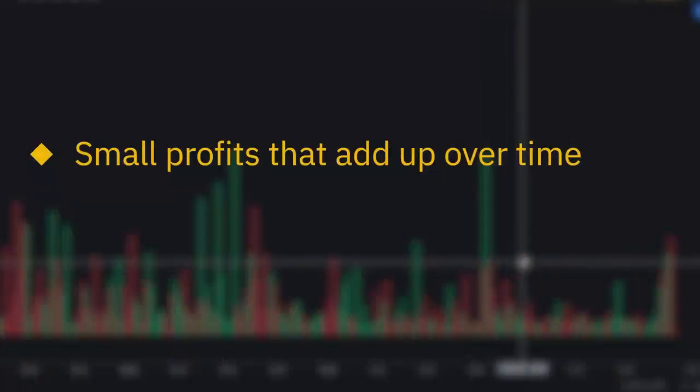Scalping can be good if a trader finds a market inefficiency that happens repeatedly. Each time it happens, they can make small profits that add up over time. Scalping is an advanced trading strategy that isn't recommended for beginner traders due to its complexity.